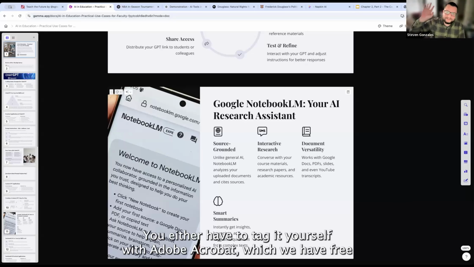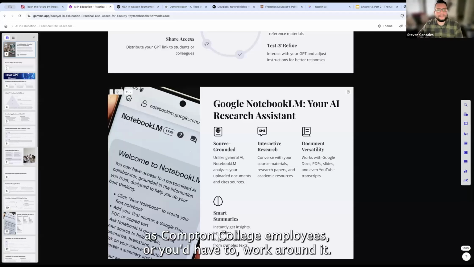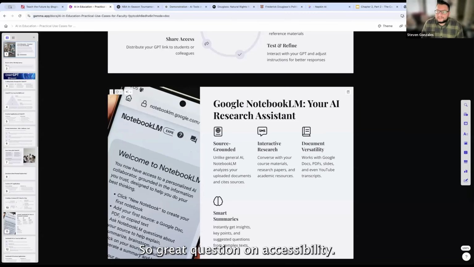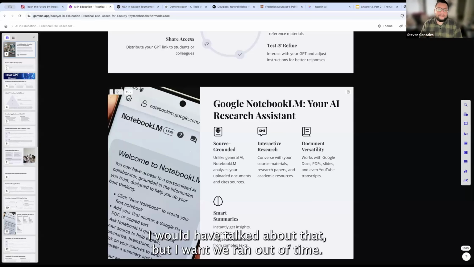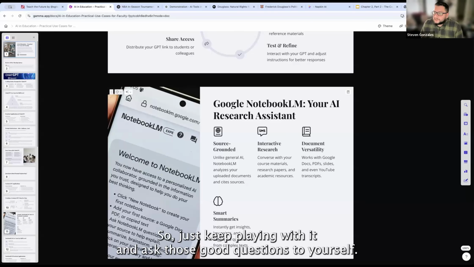You either have to tag it yourself with Adobe Acrobat, which we have free as Compton College employees, or you'd have to work around it. So great question on accessibility. I would have talked about that, but we ran out of time. So just keep playing with it and ask those good questions to yourself.